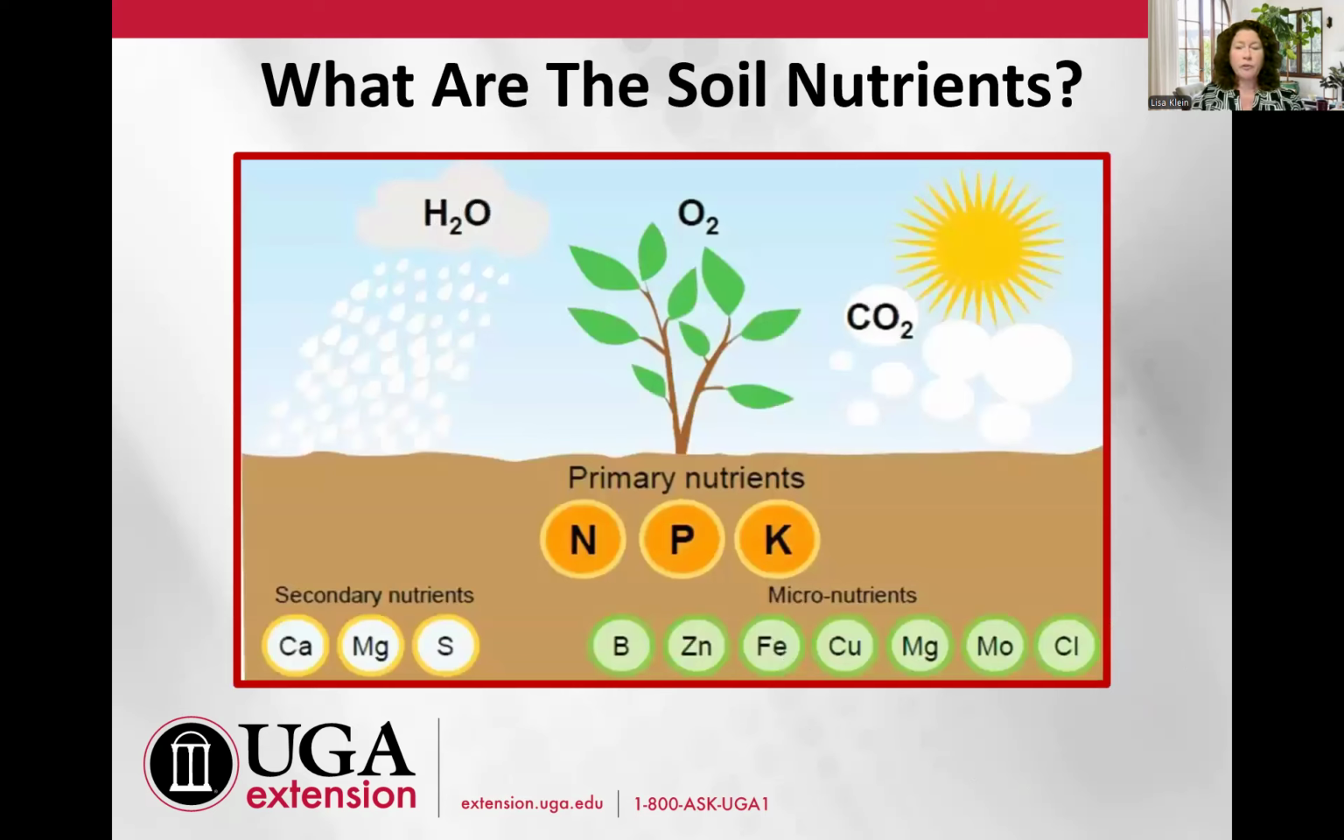Nutrients, most of you probably already know this: water, oxygen, carbon dioxide, and the primaries, the ones you see on the fertilizer bags, nitrogen, phosphorus, and potassium, NPK. Secondary nutrients are ones plants need not quite as much as the primaries, but more so than the micronutrients. Calcium, magnesium, sulfur, and then micronutrients: boron, zinc, iron, copper, manganese.